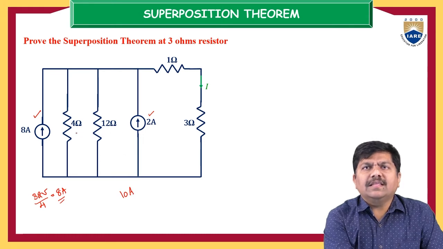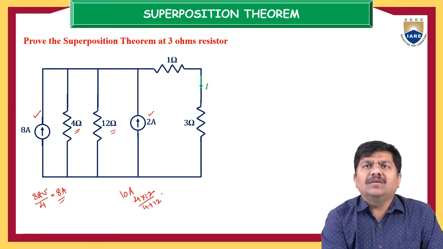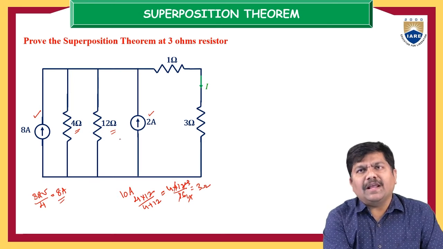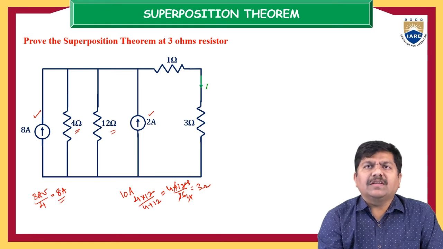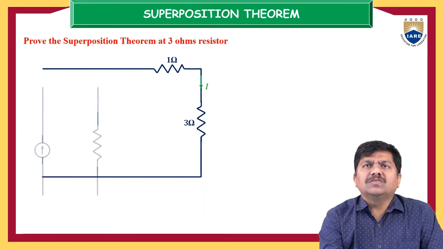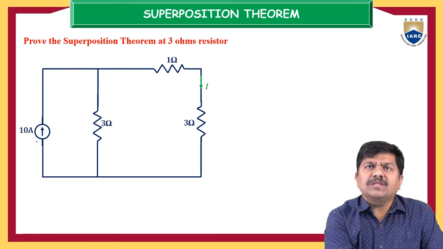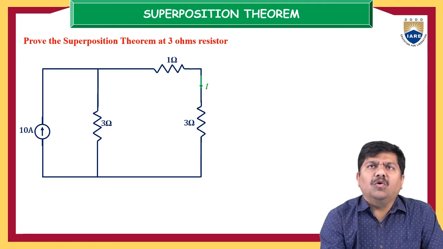And one more thing is, this 4 ohm resistor and this 12 ohm resistor are parallel. So the equivalent resistance is 4 into 12 by 4 plus 12, that is 4 into 12 by 16. So 4 fours are 16, 4 threes are 12. So you can replace this parallel combination of the 4 ohm resistor and 12 ohm resistor with one equivalent 3 ohm resistor. That's what I am going to do here. So this is one current source, one resistance.